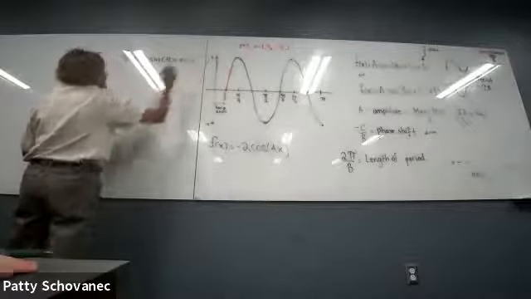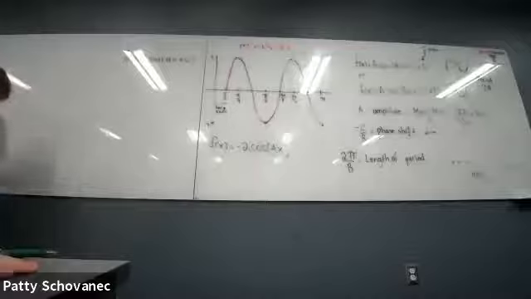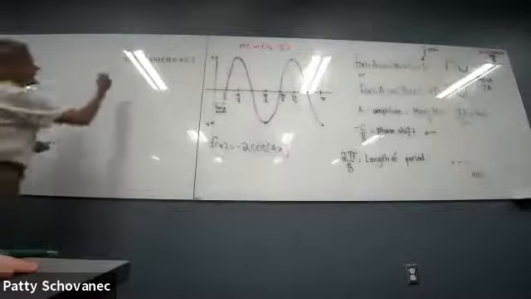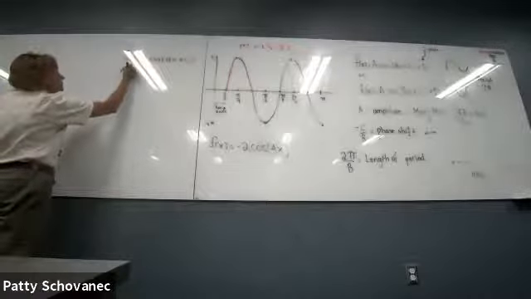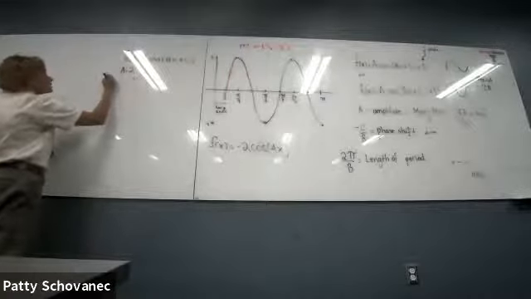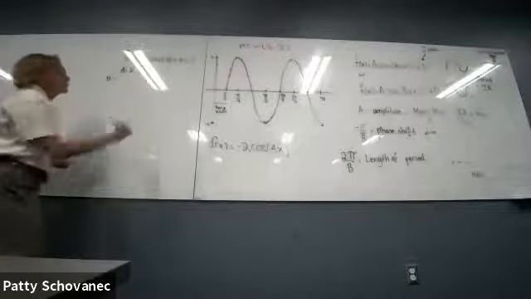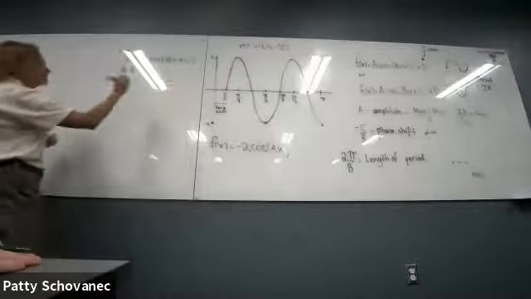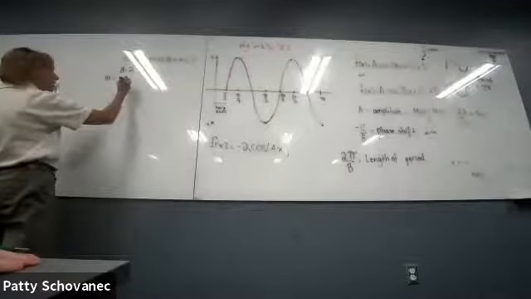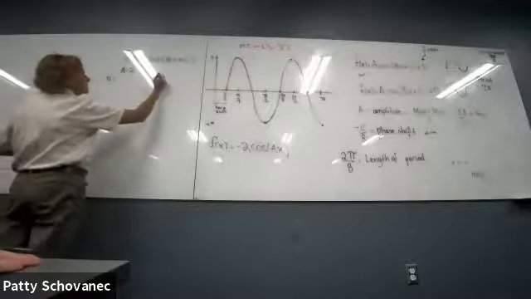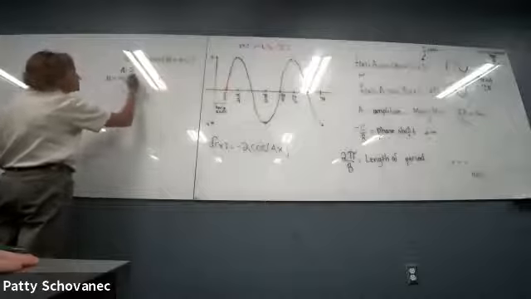We don't have a D, we will have a C. A is 2. Our period is still, when I said that number, 5 pi over 8 minus pi over 8 is 4 pi over 8, or still pi halves. So we have the same B as before.